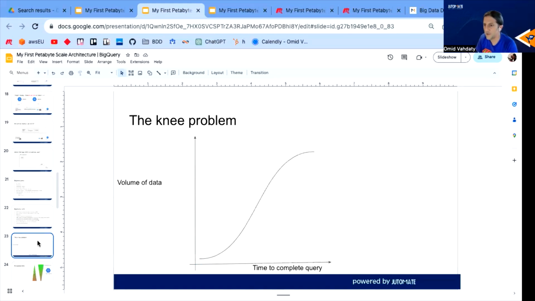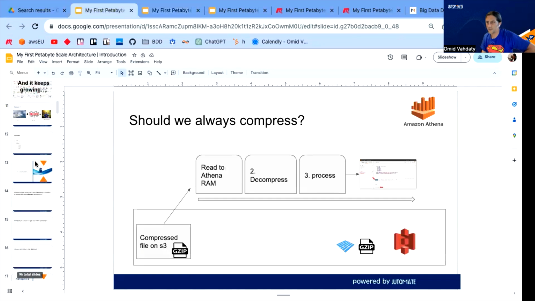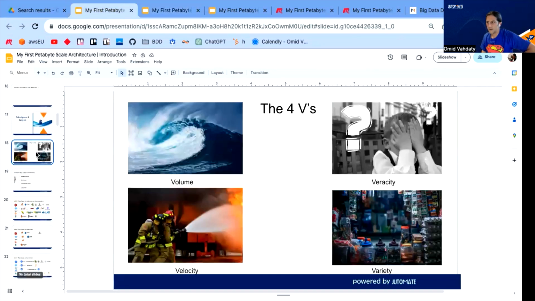Given our framework, there's another issue you should be aware of when considering a petascale use case. There's a problem called the knee problem. It's essentially a mathematical inflection point in your processing, where the two axes are the time it takes to complete a query and the volume of data. Essentially a big data problem, given the IBM 4Vs analysis. Let's remind ourselves of the 4Vs for everybody. Remember volume, velocity, veracity, and variety.